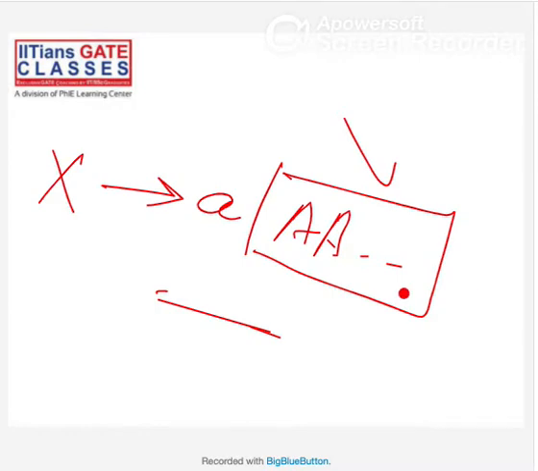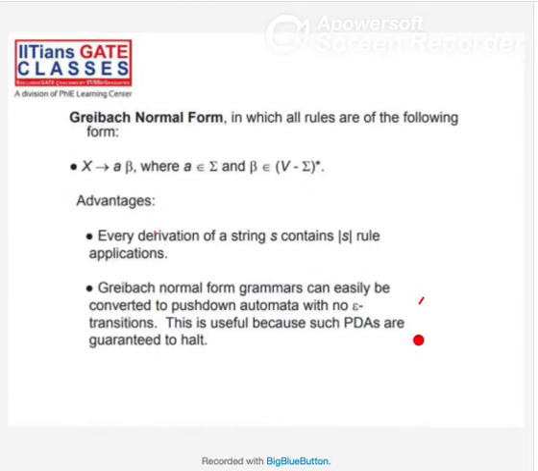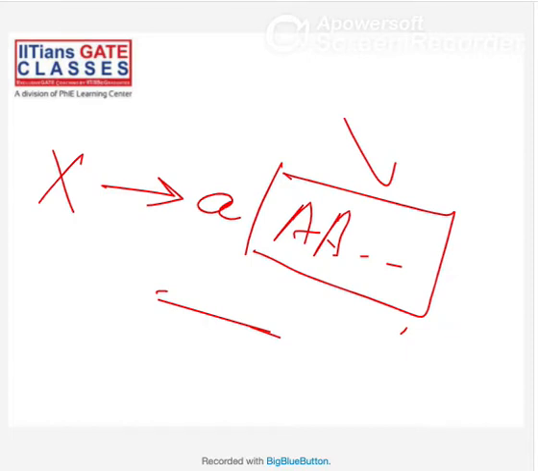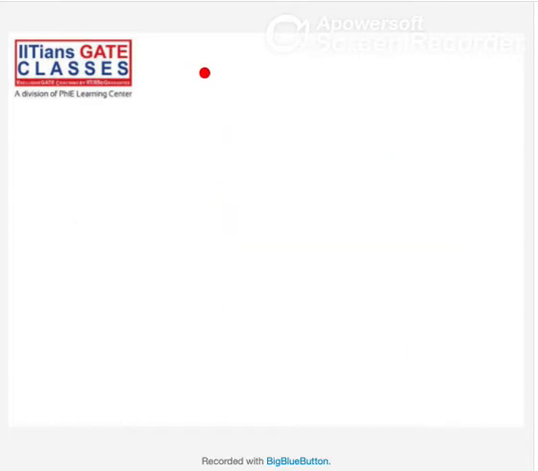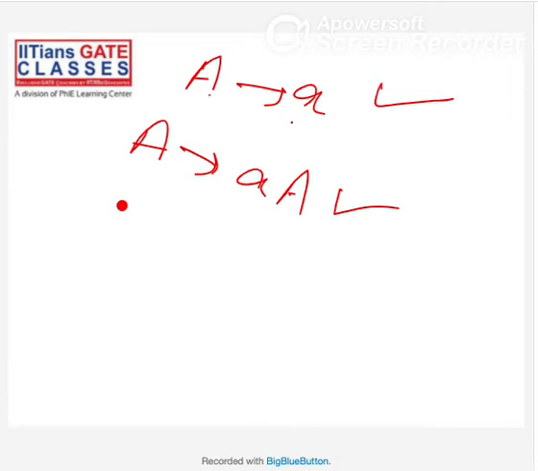That production is basically variable goes to terminal followed by variable. For example, A goes to a is allowed, because you can say that a variable is going to a terminal followed by a sequence of variables. There is no sequence here, so this is allowed. A goes to a, this is also allowed.